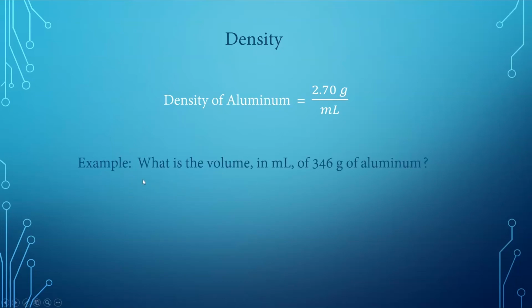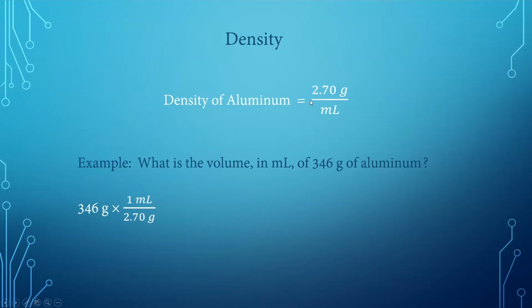For example, then, let's suppose that we had 346 grams of aluminum and we wanted to figure out what the volume of that would be in milliliters. Let's set this up like a conversion problem. We'll begin with our known, which is grams, and we would like to convert that into milliliters. So gosh, if we had a conversion that related grams and milliliters, there'd be no problem, and of course we do. So we can simply plug in the density.